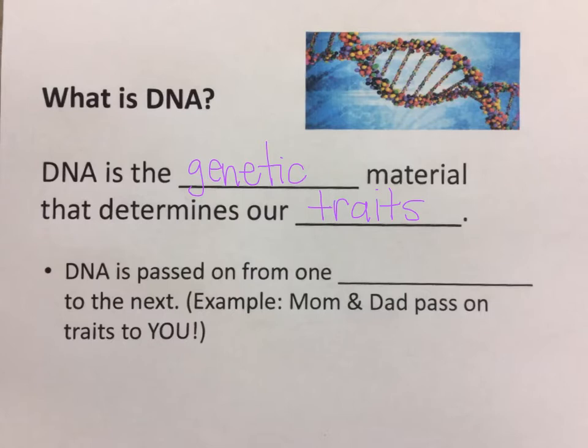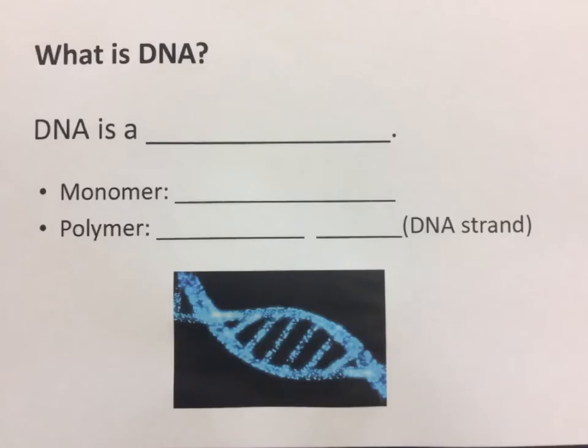DNA is passed on from one generation to the next. So for example, mom and dad pass on traits to you. So you get your genetic material from your parents, and then you will pass on your genetics and your genetic material to the following generation. So continuing on with what is DNA.